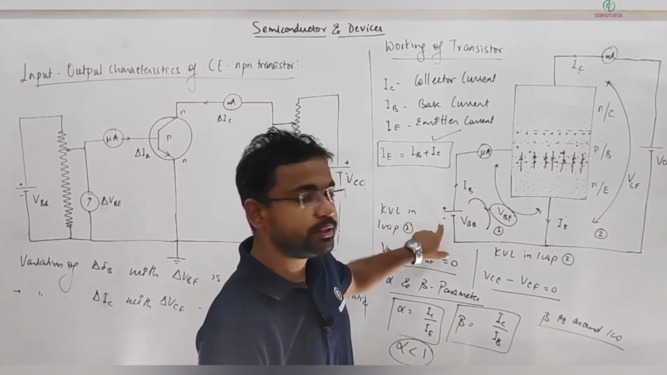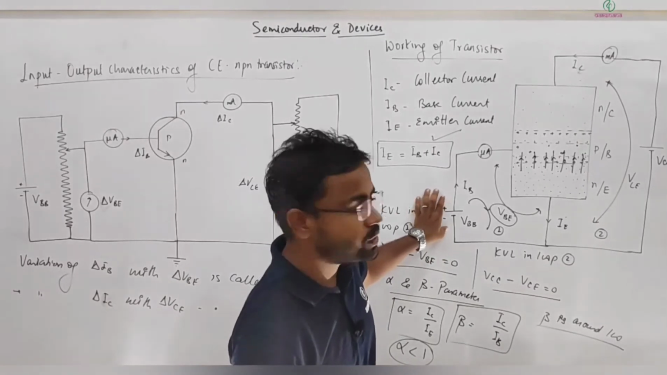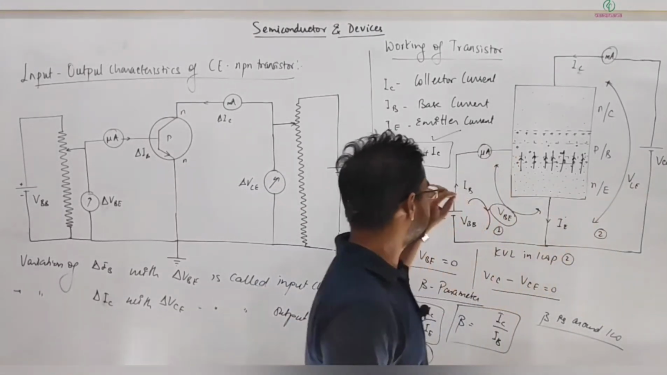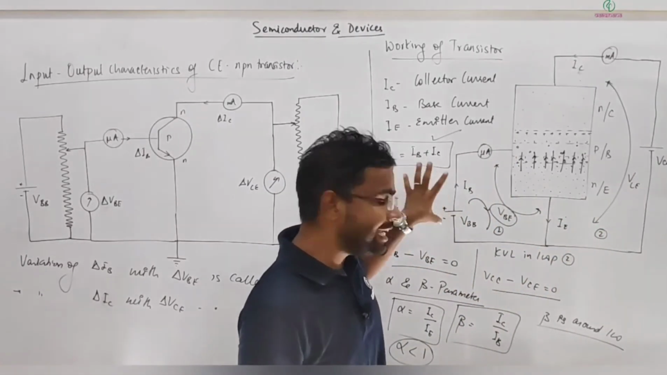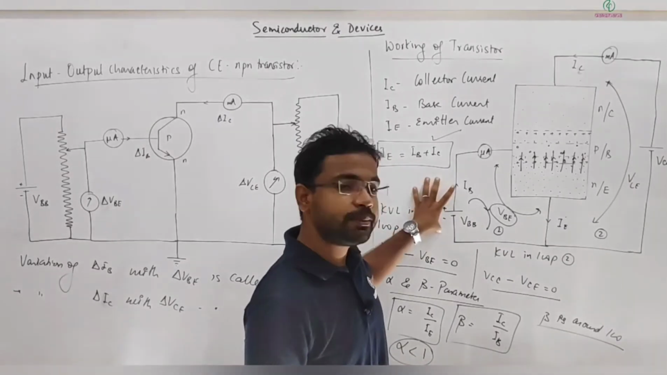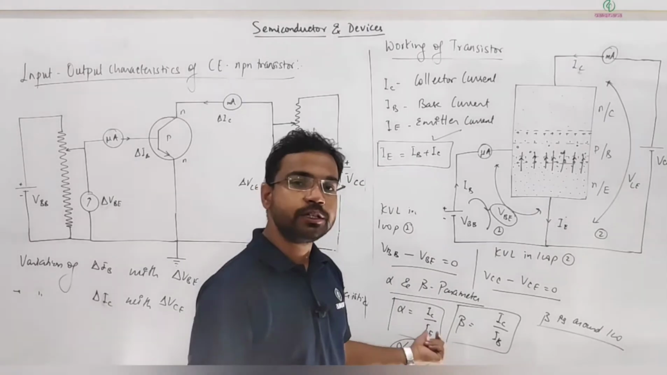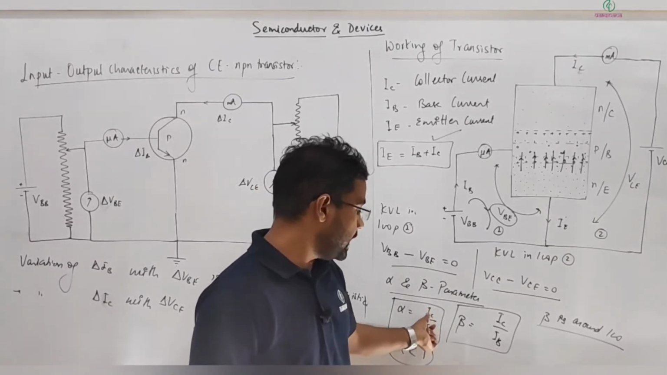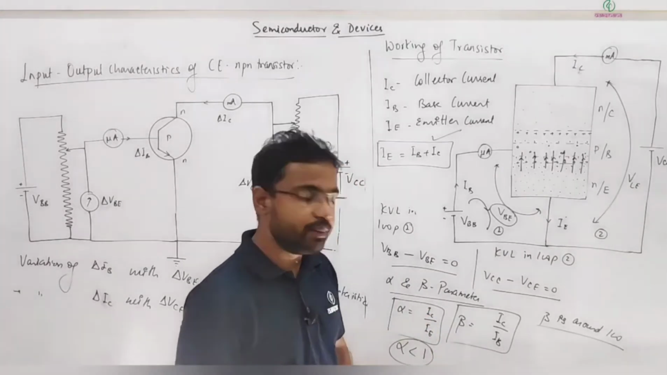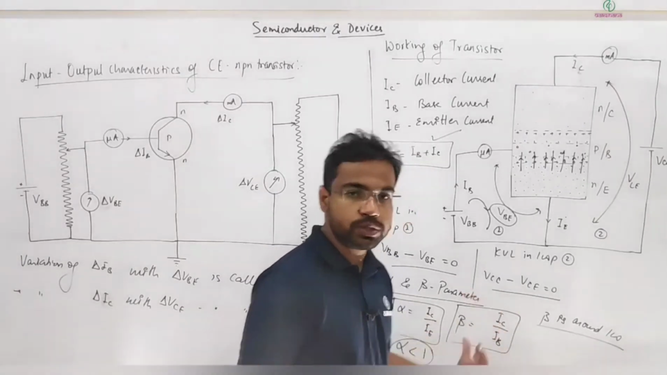In this situation, we are using a DC source. If some AC source is also connected, or AC power is supplied, in that situation we write alpha and beta parameters for AC, that is delta IC by delta IE, and so on. I will write those things later.